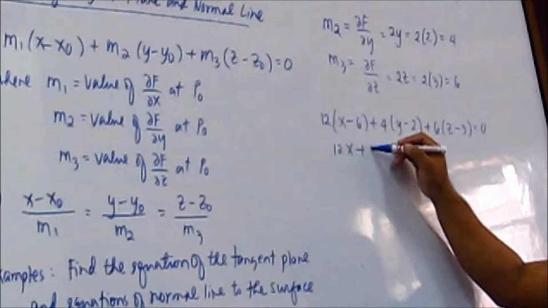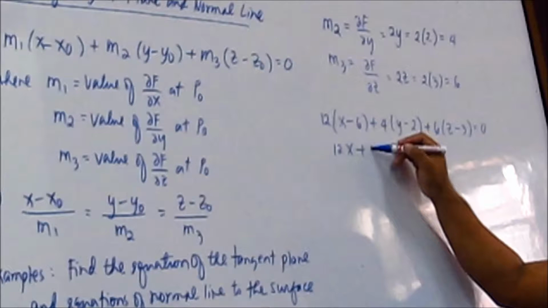Is this divisible, class? You can reduce this by dividing the terms by 2. So we have now 6x plus 2y plus 3z minus 49 equals 0. So this is then the equation of the tangent plane. So you write now, equation of tangent plane.